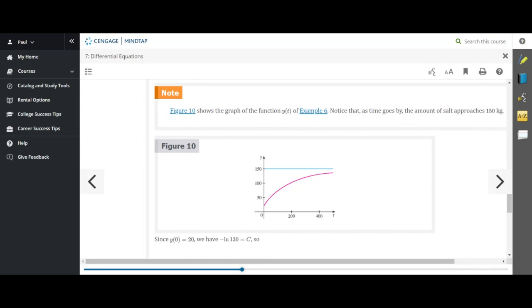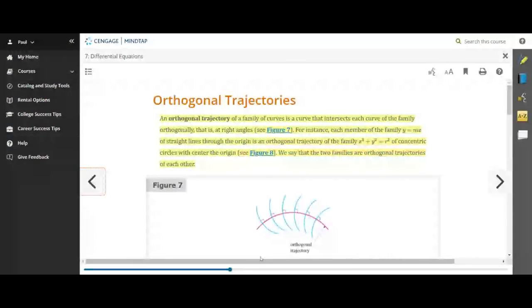Okay. I want to look at something else in section 7.3 before we go on break here. I want to look at another type of problem that is important. It's called orthogonal trajectories. This is in the ebook, section 7.3. An orthogonal trajectory is a family of curves that intersects each curve of another family at right angles.